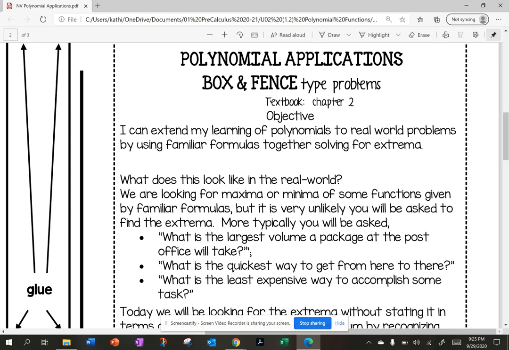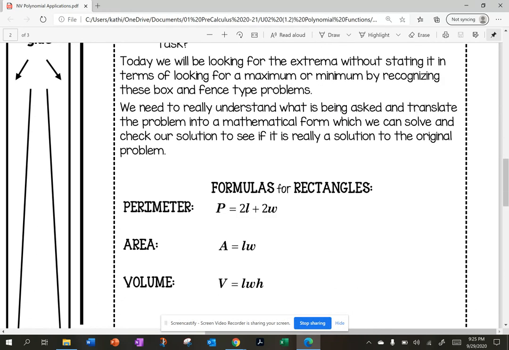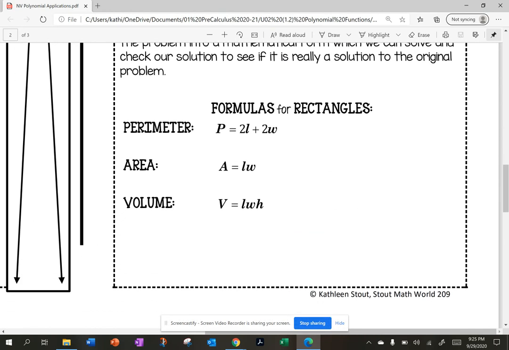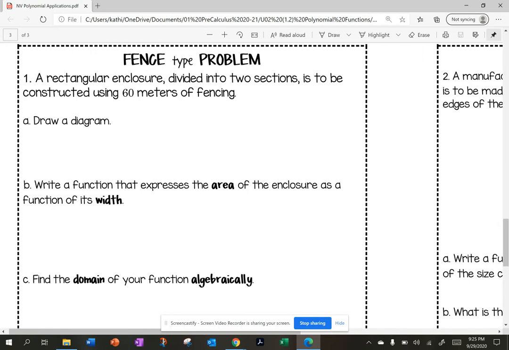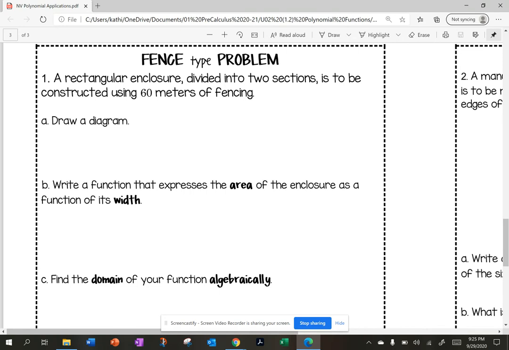Okay, so we're going to just look at a couple common formulas from geometry that we're going to use. Well, perimeter is 2 times the length plus 2 times the width. Area is length times width. Volume is length times width times height. All right, so let's start out with a fence problem.